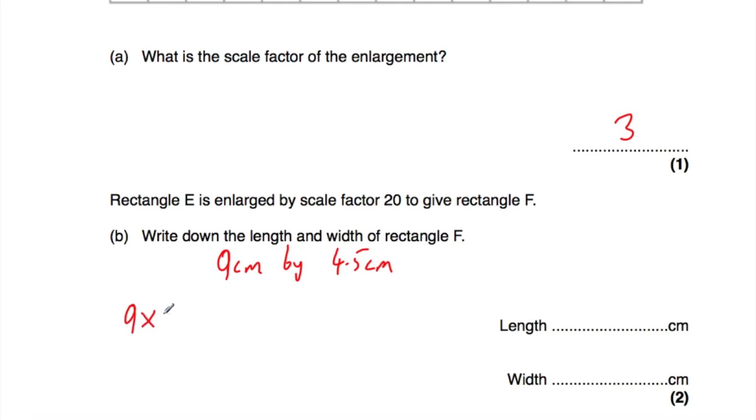So we're going to do 9 multiplied by 20, and 9 times 2 is 18, so 9 times 20 is 180, so that's 180 centimetres. And then we need to do 4.5 times 20, so 4.5 multiplied by 20.